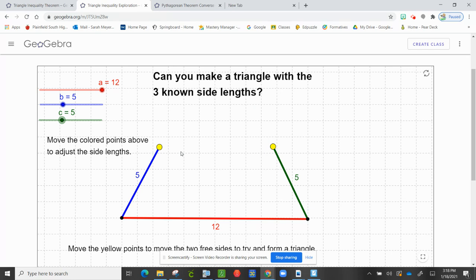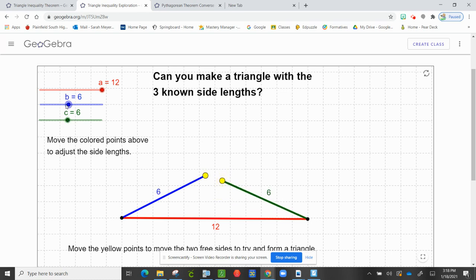So if I look at these two short sides being 5 and 5, my third side is 12. Here is one where no matter where I move it, they're never going to touch. They're never going to be long enough. Even if I make this a little bigger, still the same thing. Even if I make it 6, 6, and 12, never going to work. So there's a pattern here we notice about the lengths of the sides. Do you think you can see what would make it a triangle?